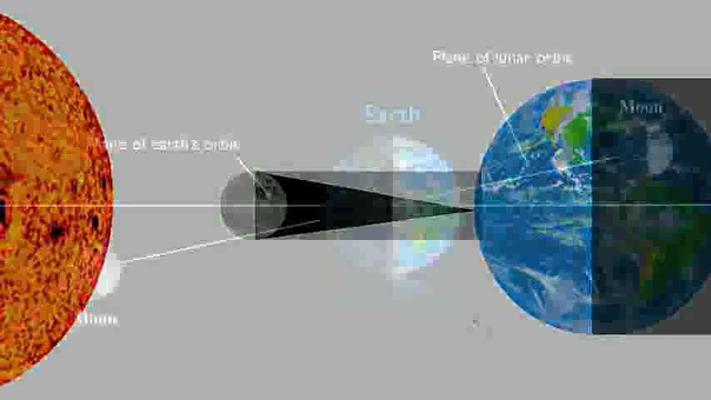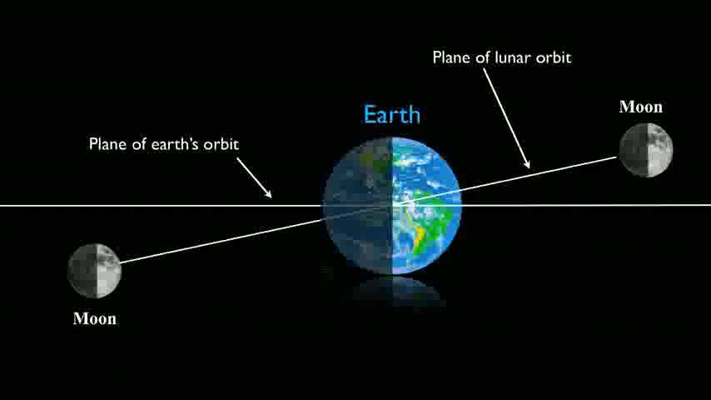The reason why this doesn't happen every single month is because the moon's orbit is tilted 5 degrees above our orbit or 5 degrees below our orbit. So the tilt of the orbit has to line up with Earth in order for an eclipse to actually occur.